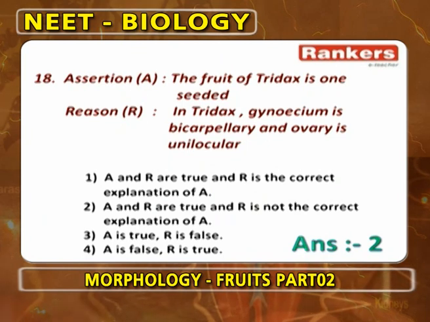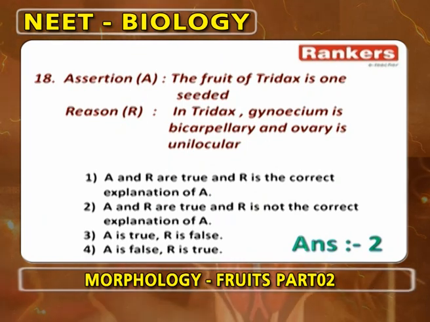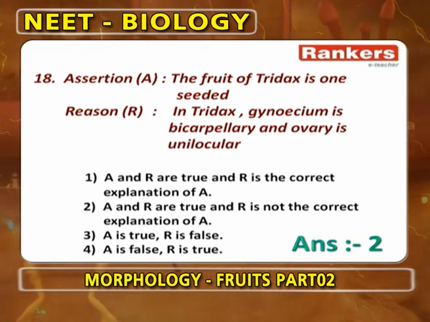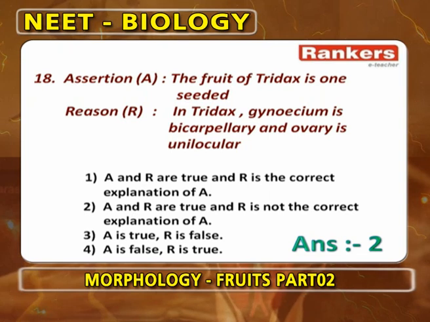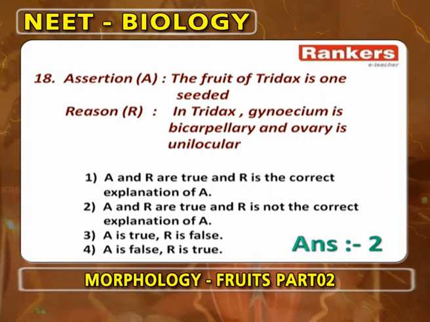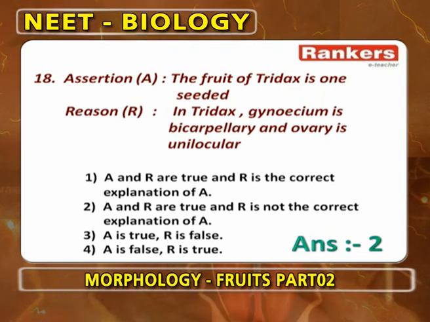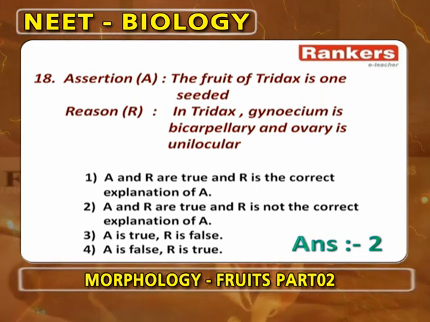The Tridax gynoecium is bicarpellary and ovary is unilocular. Because the gynoecium is bicarpellary and ovary is unilocular, fruit is not single-seeded. Because of the presence of a single ovule, fruit is single-seeded. So the assertion, the fruit of Tridax is one-seeded, is correct. In Tridax, gynoecium is bicarpellary and ovary is unilocular is correct, but it is not the correct explanation of A. So answer is A and R are correct, R is not the correct explanation.